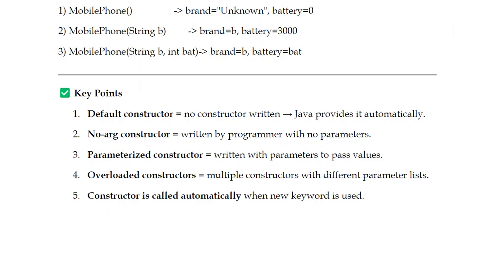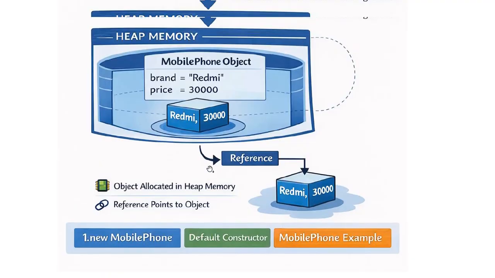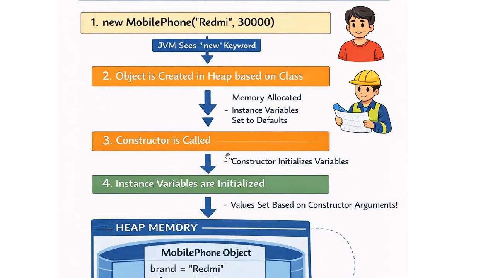Overloaded constructor: in the last session we discussed multiple constructors with different parameter lists. So when will the constructor be called? At the time of object creation, while using the new keyword, the constructor will be invoked automatically. What's the primary purpose of a constructor? It is used to initialize the object's data members at the time of creation. Okay. Next, the important pictorial representation.